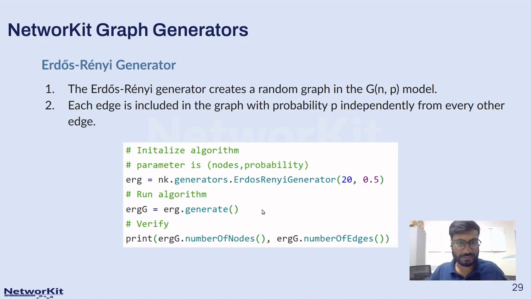So how do we generate this graph using NetworKit? NetworKit provides the direct function ErdosRenyiGenerator, so we directly call this function with the parameters. I'm passing 20 as the total number of nodes and 0.5 as the p-value. This is the probability of each edge, whether it might be kept or not. So after making the instance, I just call generate.